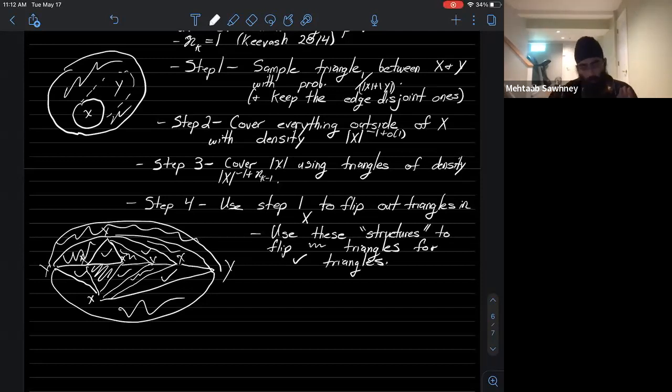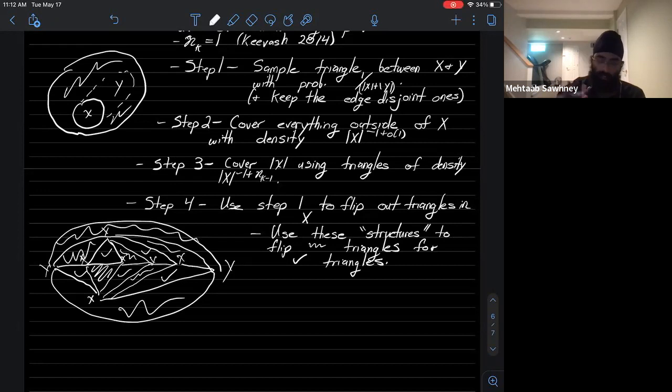And notice that the reason that I can do this is that the squiggly triangles and the checkmark triangles use the same set of edges. So by doing this procedure, if I can do this simultaneously for every triangle I sampled in X in a way that makes all these constructions edge disjoint, then I still preserve the fact that I'm a Steiner triple system.